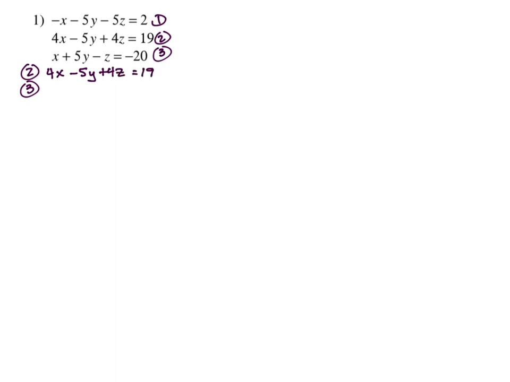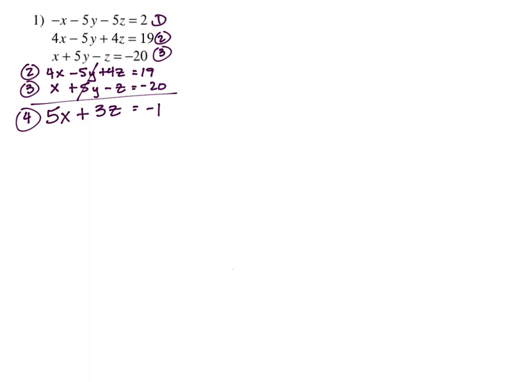So number 2 has 4x minus 5y plus 4z equals 19. Number 3 has x plus 5y minus z equals negative 20. If we stack those and add them, what cancels? The y's. So 4x and 1x is 5x. 4z minus z is 3z. 19 minus 20, negative 1. Okay, so we're going to call that equation 4. Life is good. We did it.